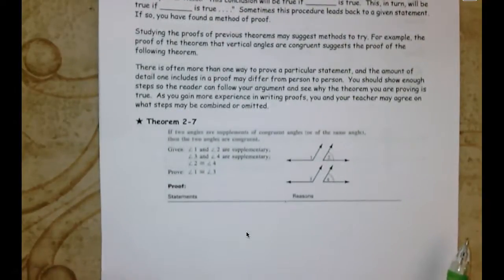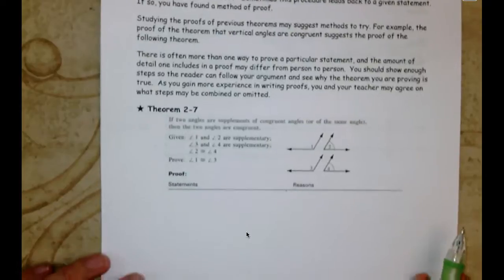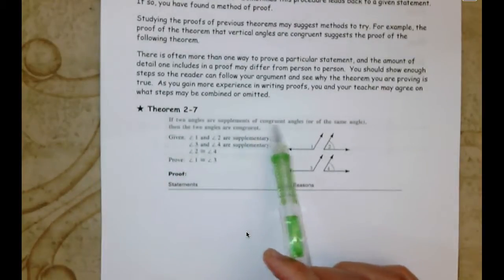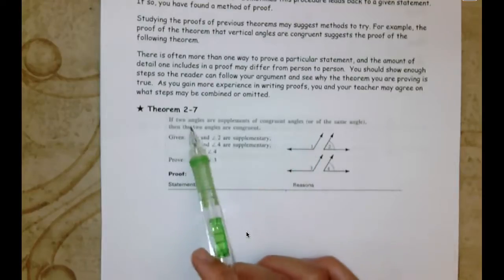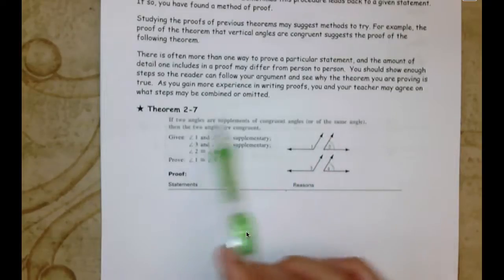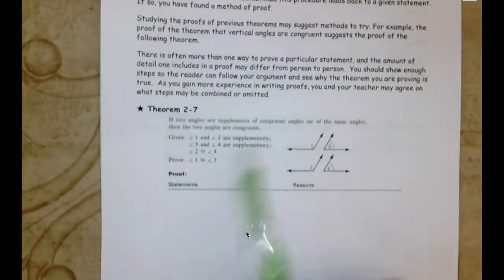And then you're gonna try theorem 2.8 on your own as a homework, because it's very similar to 2.7 proofs, okay? All right, so here's the theorem. If two angles are supplements of congruent angles, or of the same angle, then the two angles are congruent, okay?